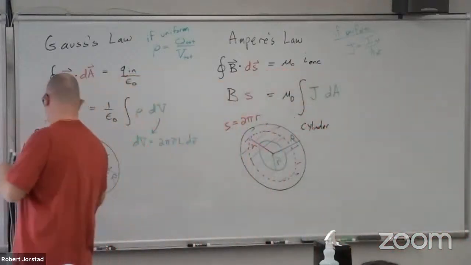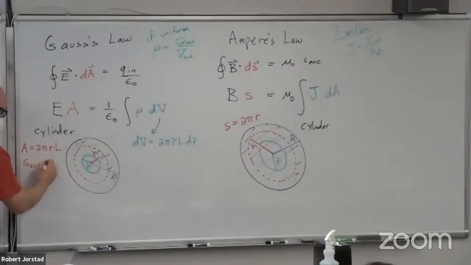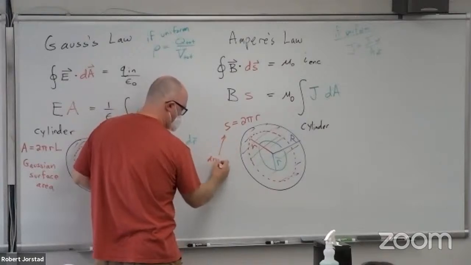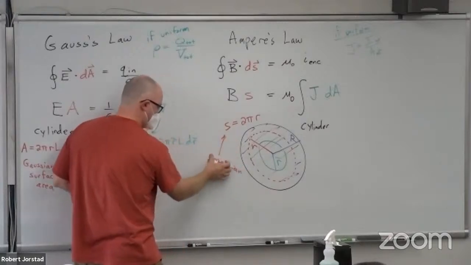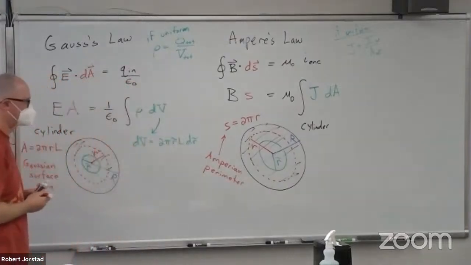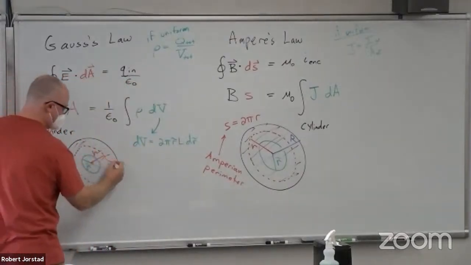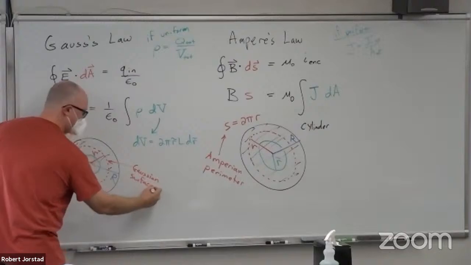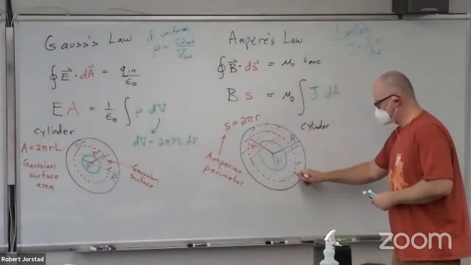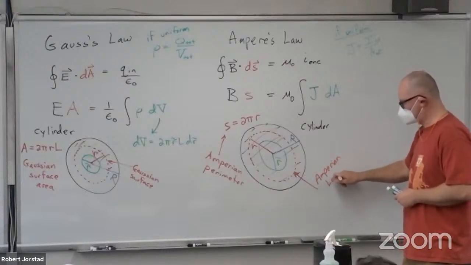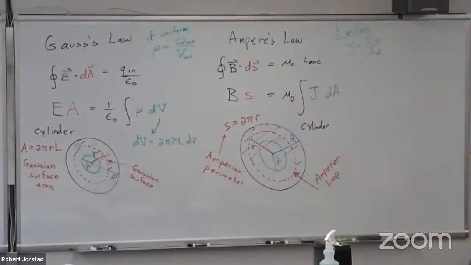So over here, if you remember, this was the Gaussian surface area, right? This is going to be called the Amperian perimeter, so to speak. Over here, this was a Gaussian surface. This thing is called an Amperian loop. Just if you're trying to read the terms. Okay, got it. So far, so good?